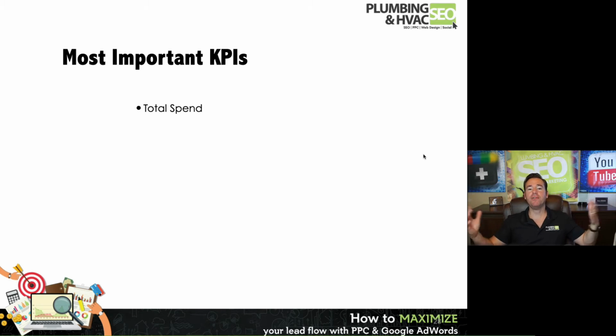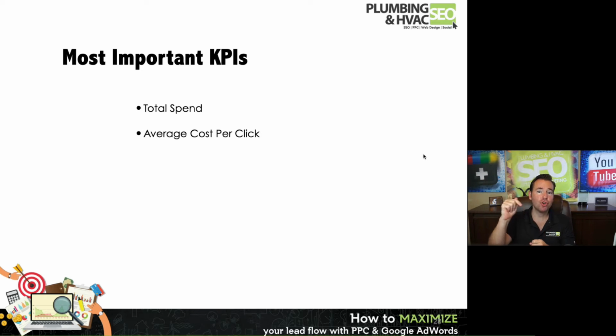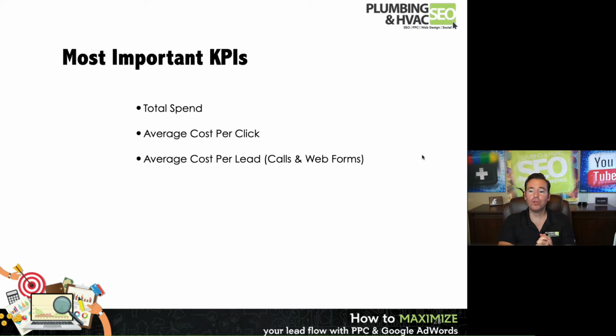So the first, obviously, how much did we spend, right? What was our total spend during this period? Could be a week, could be a month, could be a quarter, could be a year. What's the total spend? What's the average cost per click? How much are we paying to get somebody to click onto our ad? What's our average cost per lead? And I'm mind-boggled how often I talk to plumbing, HVAC, and home service contractors, and they have no clue what their cost per lead is, right?